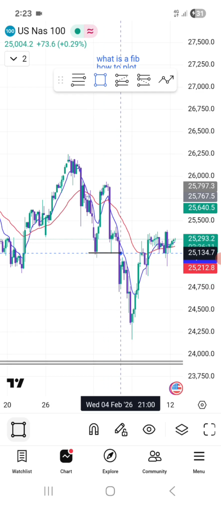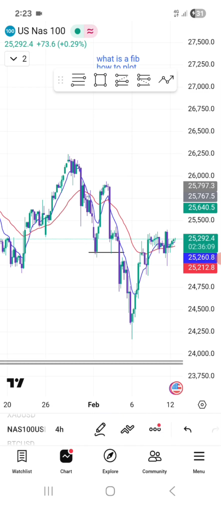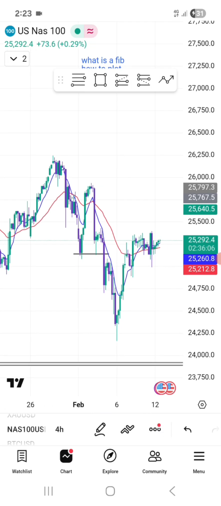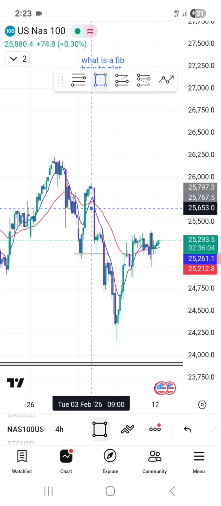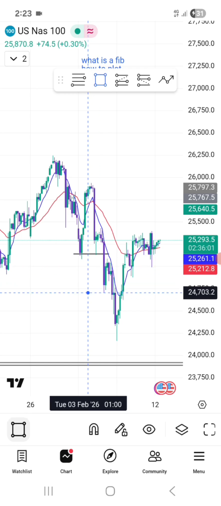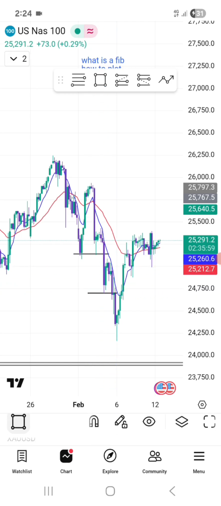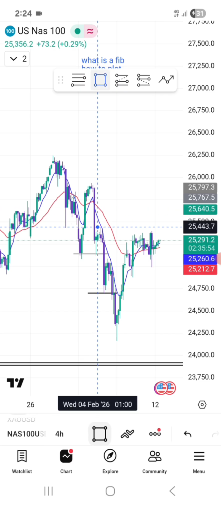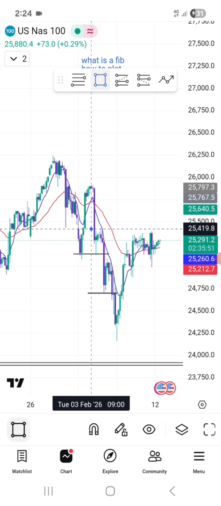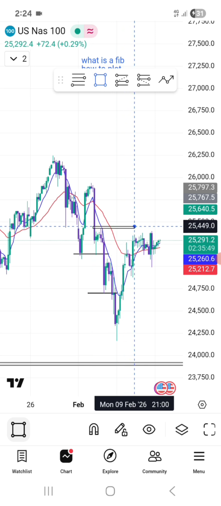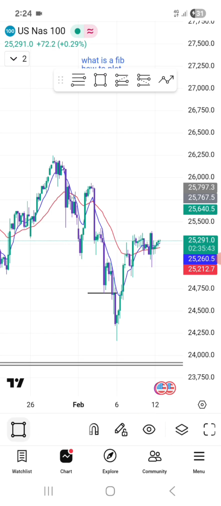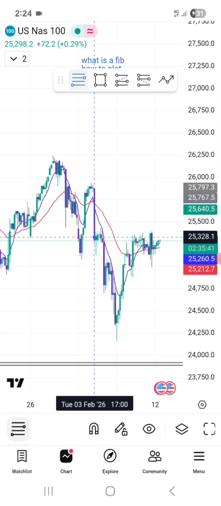Once price breaks this point, a new swing low has been formed right here. For this market structure, this becomes the swing high point. So now let's plot our Fibonacci. Whenever in a downtrend, we plot it from the swing high to the swing low point.